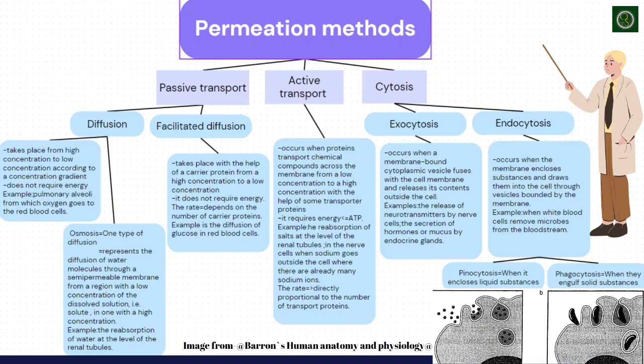Endocytosis occurs when the membrane encloses substances and draws them into the cell through vesicles bounded by the membrane. It can enclose liquid or solid substances. When it encloses liquid substances, it is called pinocytosis. When they engulf solid substances, it is called phagocytosis. An example of endocytosis is when white blood cells remove microbes from the bloodstream.